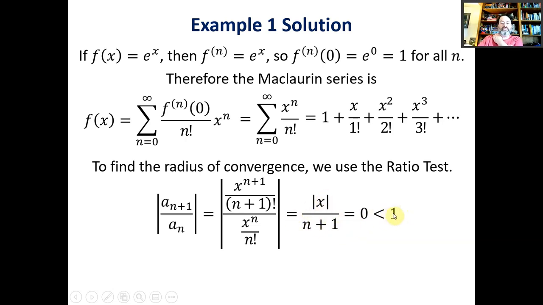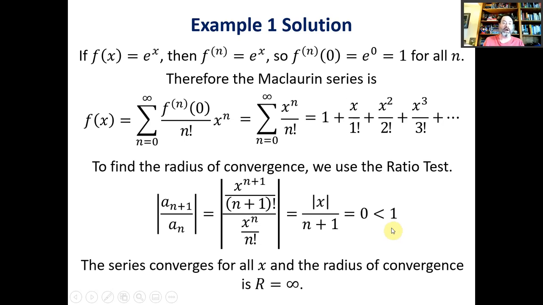So as we take n very large, for any value of x, n eventually gets larger. So the radius of convergence is all x, and the radius is infinity. We saw this exact ratio test in an earlier section.